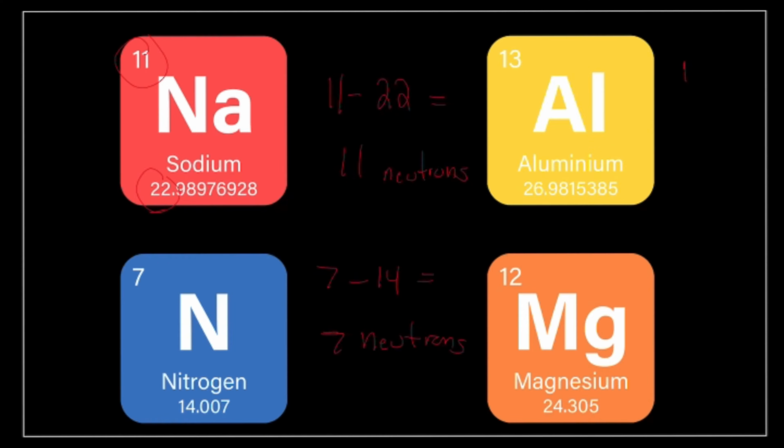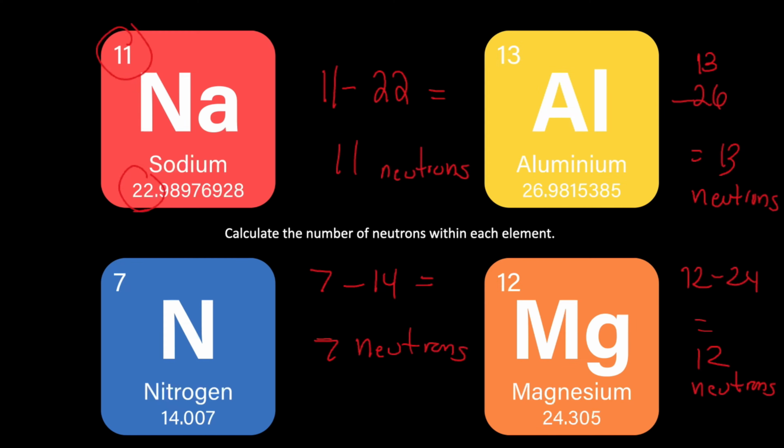So now we have aluminum. So we have 13 and 26. That's going to give us 13 neutrons. Let's do one more. Magnesium. How to find the number of neutrons in magnesium. So we subtract the atomic number from the atomic mass, and that's going to give us 12 neutrons for magnesium.